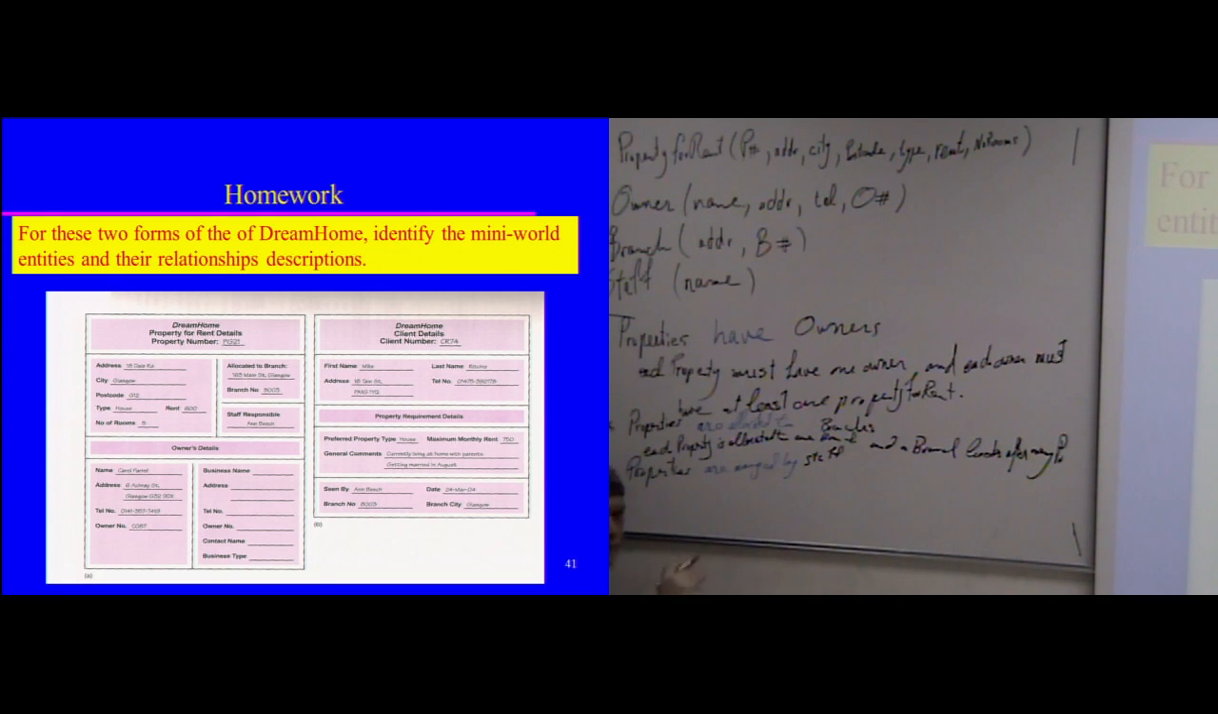Then let us go for the details. If each property is managed by, I use the same verb. Simple. Of course you can use whatever verb, but the easiest way is to use the same verb, because you are moving in the same direction. Is managed by how many? One staff. Because there is no room in the form to write more than one staff. Each property is managed by one staff.